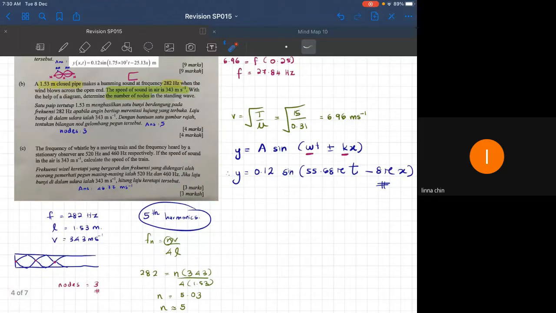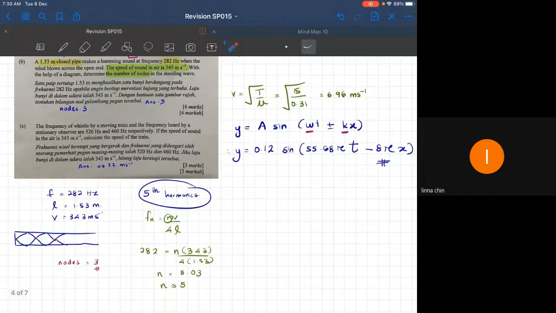So let's try to do C pula. C adalah Doppler effect. Ini yang bunyi macam kamu dengar bomba tu kan. Bila bomba tu dekat dengan kamu, bunyi tu kuat. And bila dia menjauhi kamu, kamu akan dengar bunyi siren tu lagi slow. Ni adalah Doppler effect. You've learned already, right?